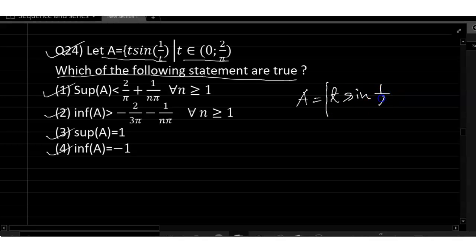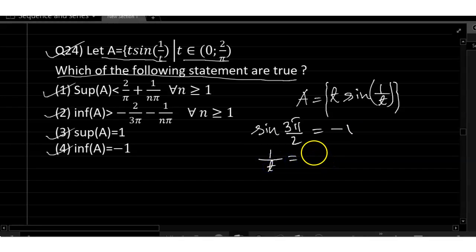sine(1/t), and sine(3 pi/2) equals minus 1. So 1/t equals 3 pi/2.